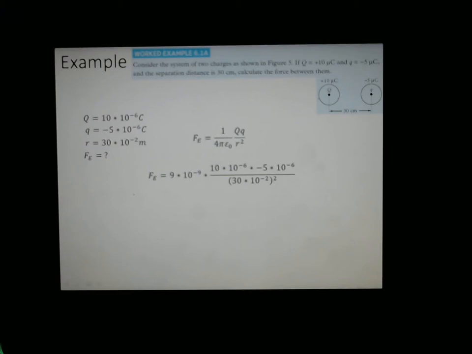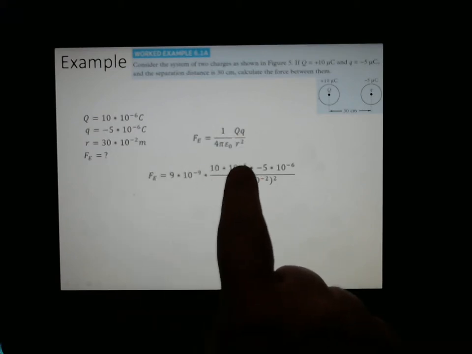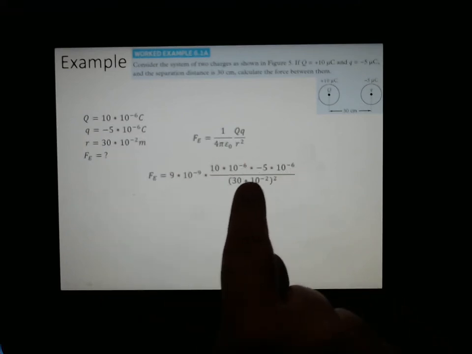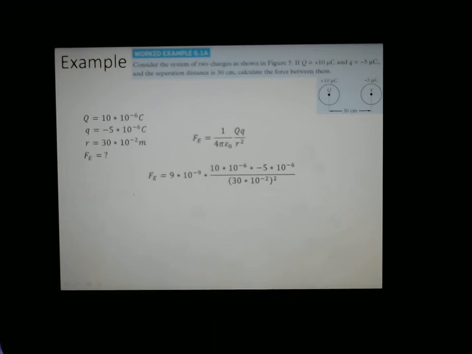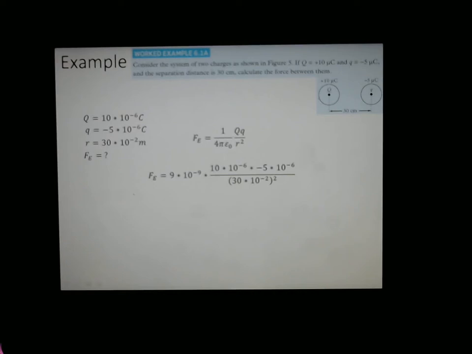9 times 10 to the 9 equals, and here we can see our Q1, or our big Q, 10 times 10 to the negative 6, our little q, negative 5 times 10 to the negative 6, and our radius squared on the bottom. I am doing it like this just to give you a bit of an idea, because a lot of the examples just use centimetres in this text. But if you're dealing with weird distances like nanometers or picometers, you're probably going to end up using decimal notation times 10 to the power of whatever, some small negative number.